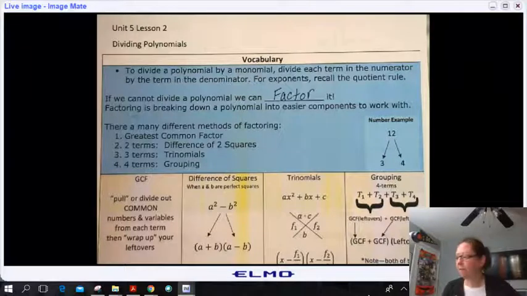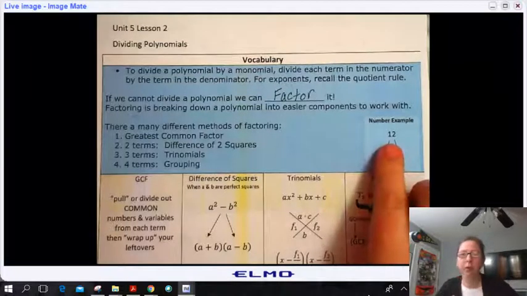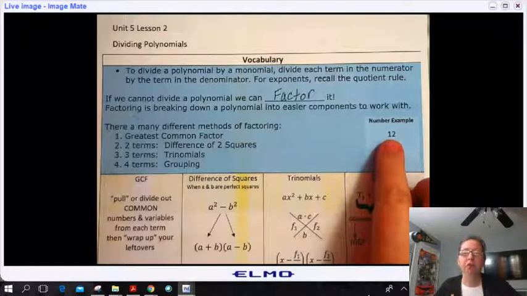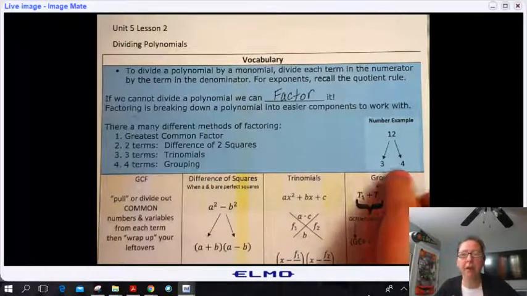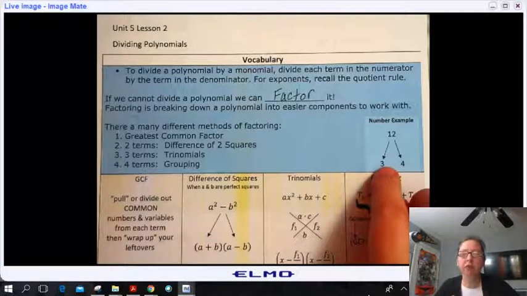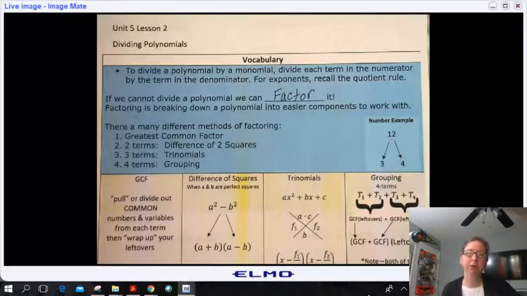Now, if we are not able to divide a polynomial, what we do is we will factor it. Just remember that factoring, so here's my example with the number 12, is not doing anything to change this value. It is just breaking it down into smaller parts that make it up. So 3 times 4 is just a different way of showing the number 12. And that's what we're going to be doing with our polynomials. We're going to be factoring them today as well.